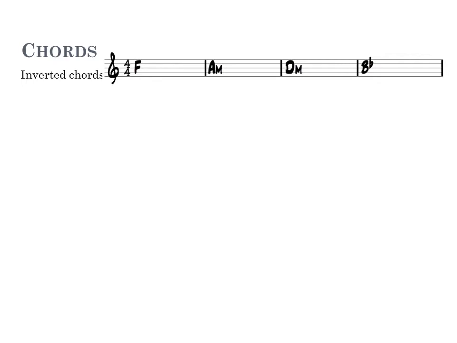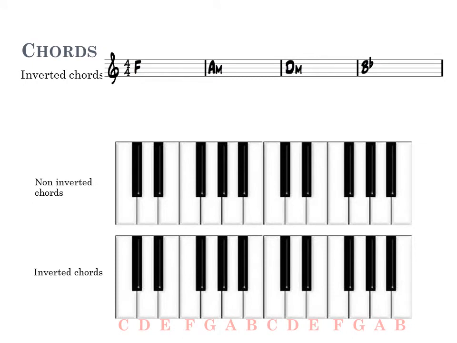So the chords that we have are F, A minor, D minor, and B flat major. And what we'll do is that we'll first have a look at what they look like and just throw out all the notes and see how they compare with the non-inverted chords and the inverted, and then we'll go through it a bit more in detail. So the F major is what it looks like this.